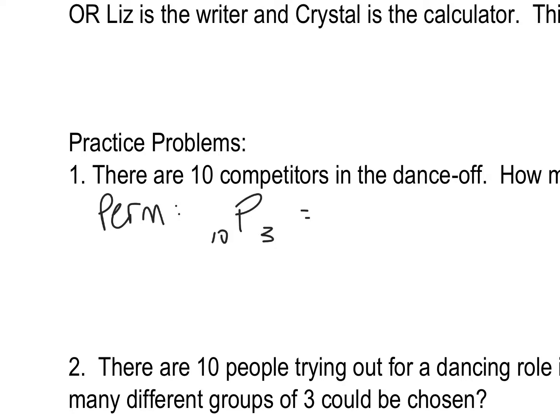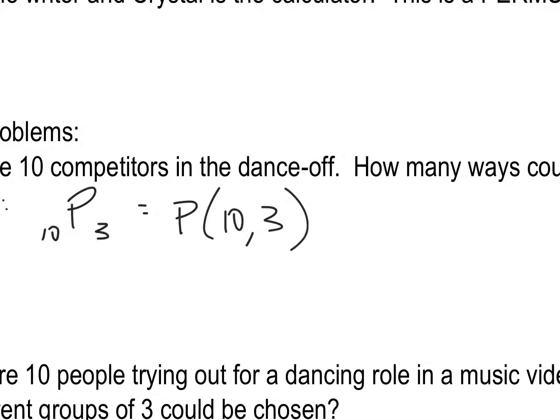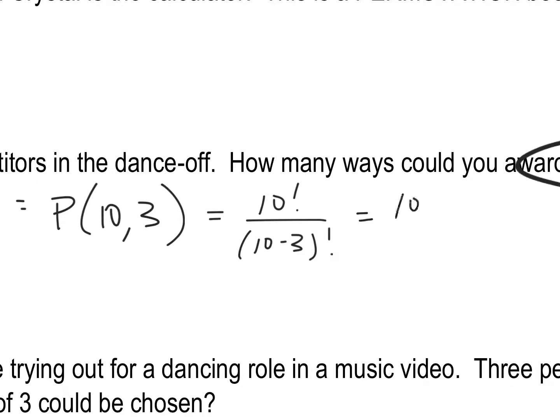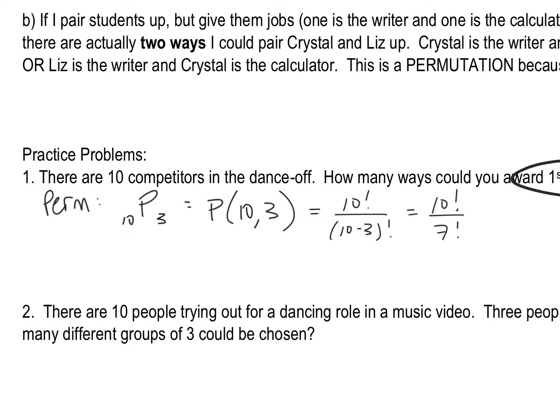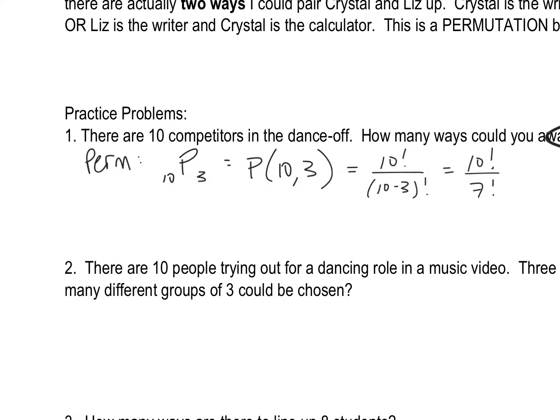It's also written as permutation 10, 3. Some calculators have you type it like that. So two different symbolic notations here. Again, it's a permutation because I'm awarding first place, second place, and third place. The order matters. The formula for that is 10 factorial over 10 minus 3 factorial. Okay, so 10 factorial over 7 factorial. You can do that. You know how to simplify that. We went over that yesterday. But also remember that the slot method works here too.